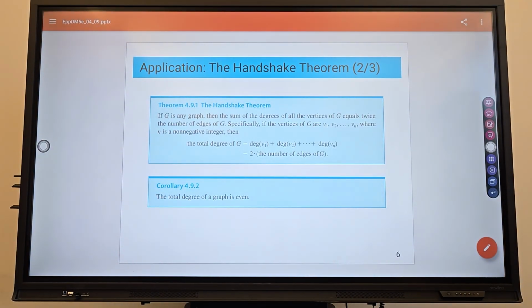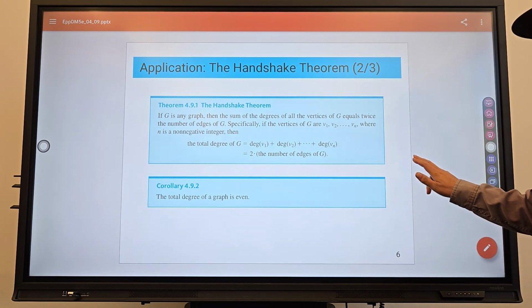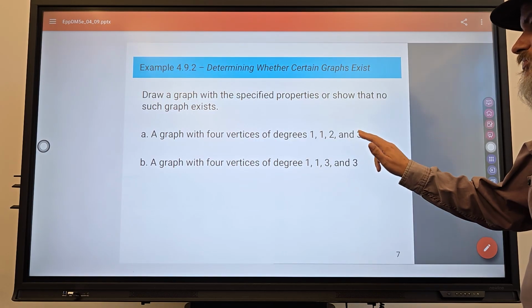The handshake theorem. If G is any graph, then the sum of the degrees of all the vertices of G equals twice the number of edges of G. It's stated more formally here, but the end result is the total degree of G is equal to 2 times the number of edges, which leads to the corollary: the total degree of a graph is even, because it is 2 times some integer.